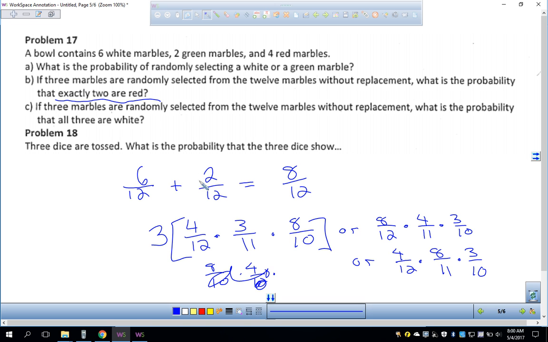Set it up for me. What's the probability that the first one's white? 6 out of 12. What's the probability that the second one is white? 5 out of 11. What's the probability that the third one is white? 4 out of 10, right? So I think that's all we got to do there, right?